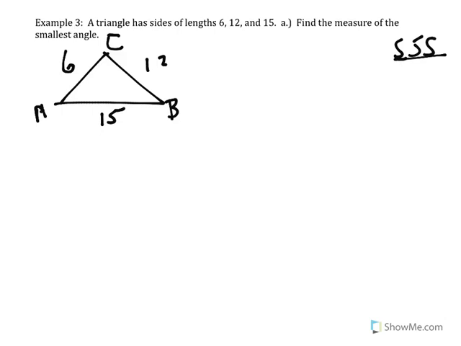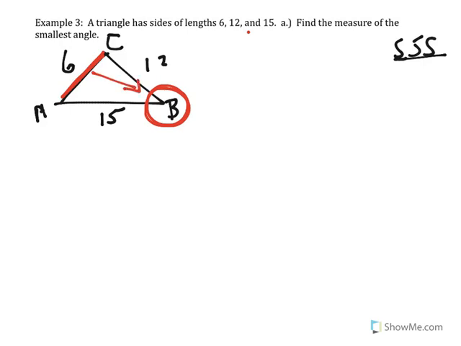Well, it says find the measure of the smallest angle. So how do we know which angle is the smallest? Well, I want you guys to use some common sense here. If you think about it, the smallest angle is always opposite the smallest side. The largest angle is always opposite the largest side. So the way I drew my triangle, the smallest angle is going to be opposite the smallest side, which is 6. So the smallest angle would be angle B, okay, because it's opposite that one.